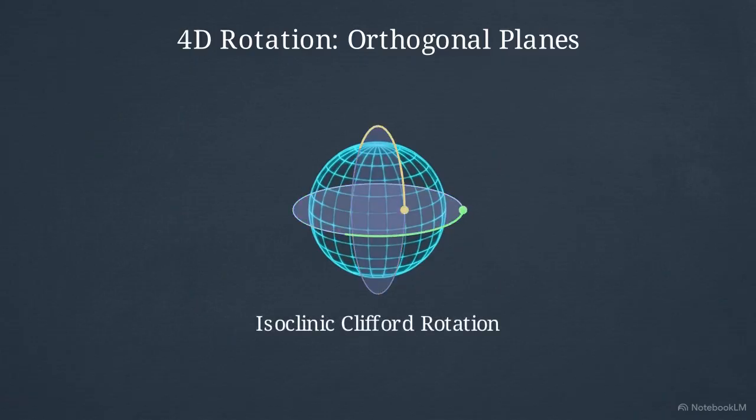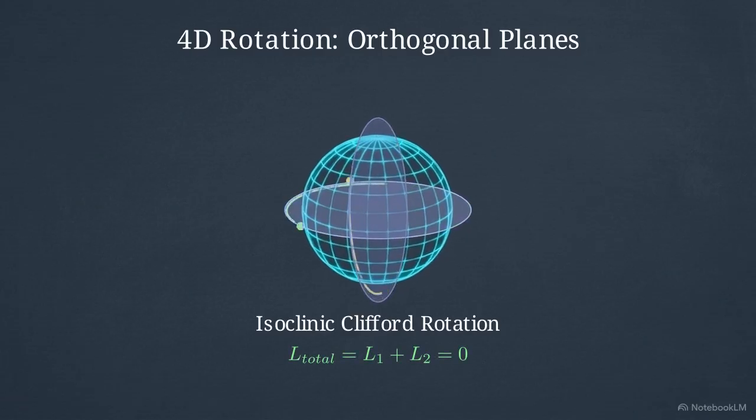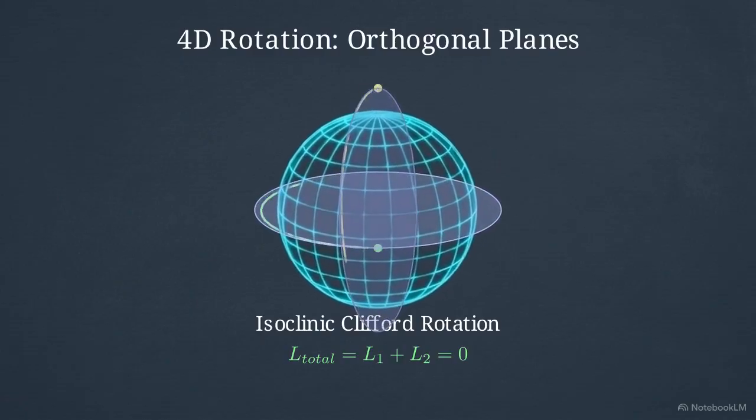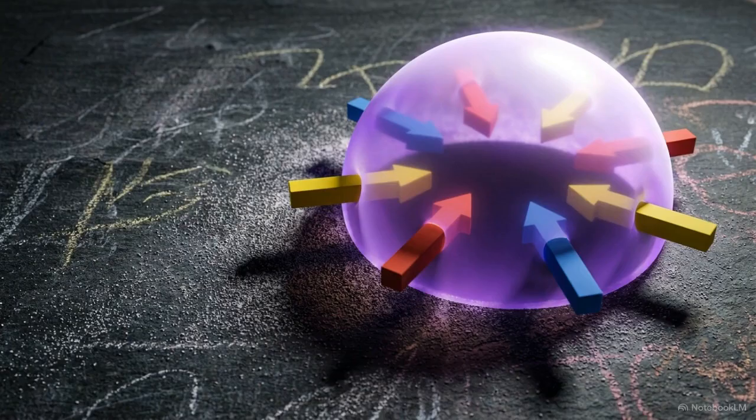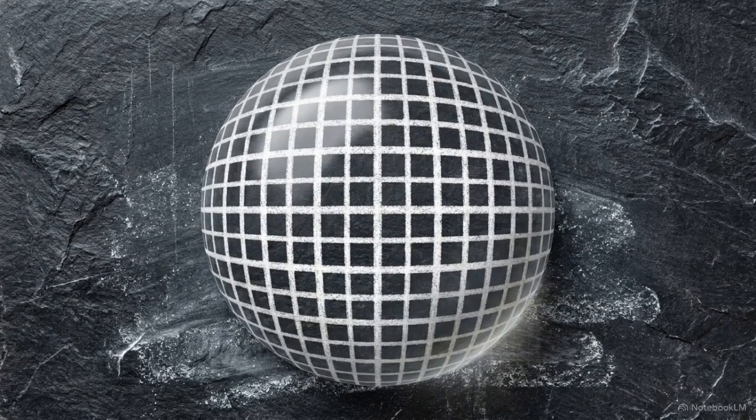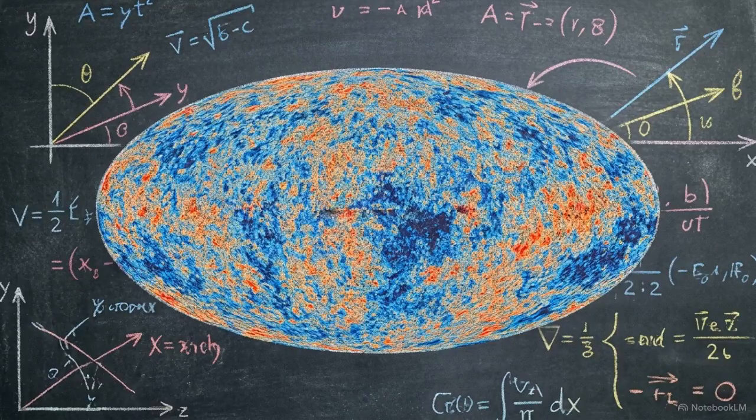If the membrane undergoes isoclinic Clifford rotation, rotating at equal rates in opposite directions across both planes simultaneously, the total angular momentum of the system cancels out to exactly 0. Because this double rotation covers all 4 directions in the ambient space, the resulting centrifugal force acts isotropically. It pushes the membrane outward equally in every direction. This topological constraint explains why the expansion appears uniform. It allows the universe to act as a centrifugal engine, while ensuring the cosmic microwave background shows no global spin.